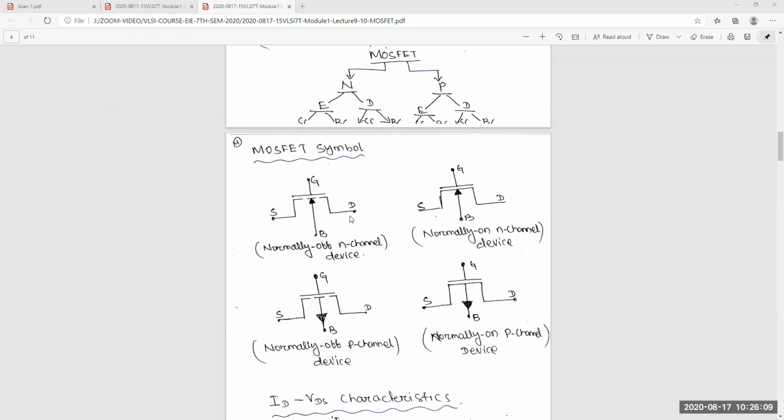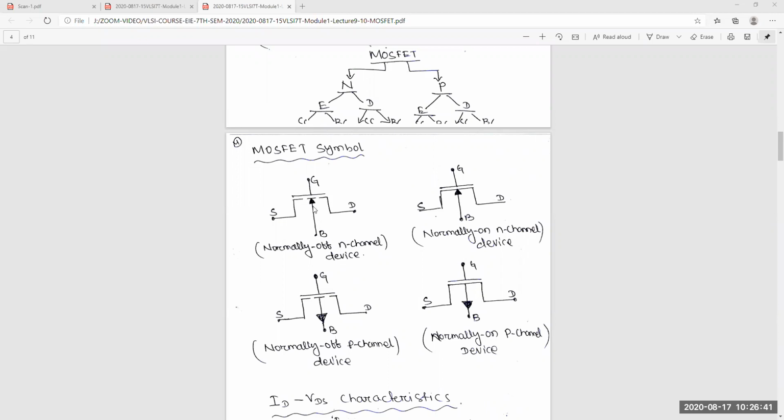In a normally off or enhancement device, without any voltage the channel is not on, meaning there is no channel. You can see these three lines: one is the source, one is the drain, and one is the channel. It's not connected, it's not formed. This terminal is the gate, and in between is the insulation layer, SiO2, so this is the gap. In this way you remember.